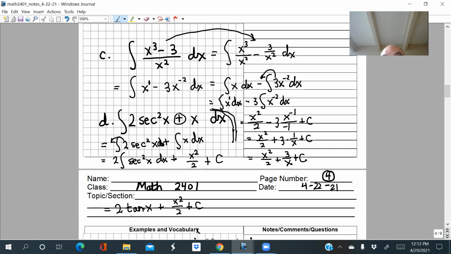And if you differentiate 2 times tangent of x, well, you're just going to have 2 times whatever the derivative of tangent of x is, right? Which is secant squared. So when you take the derivative of 2 tangent of x, you get 2 secant squared x. So we can very quickly check that, almost without writing anything down, right? Oh, we know that's got to be the right answer. So we know we found the correct antiderivative.